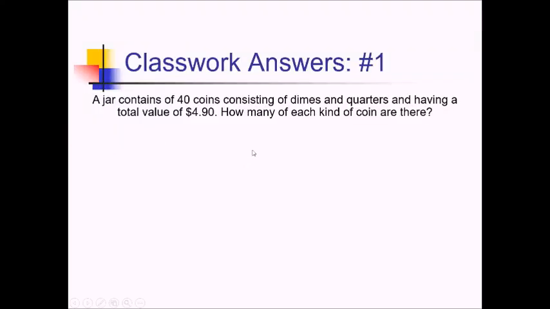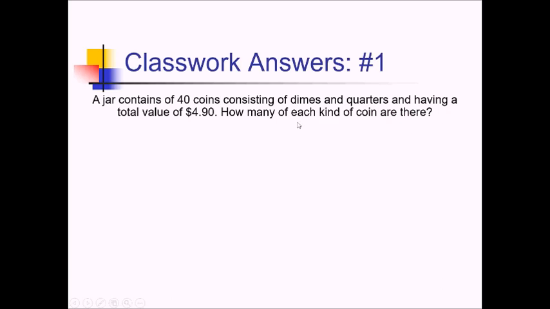For this one, we have a jar containing 40 coins with dimes and quarters and a total value of $4.90. We want to know how many of each kind of coin there are. So this is going to be a systems problem. We have two different pieces of information about the same quantities. We're going to start by creating variables to represent the things we're looking for.